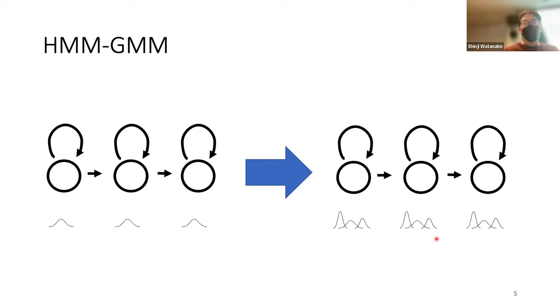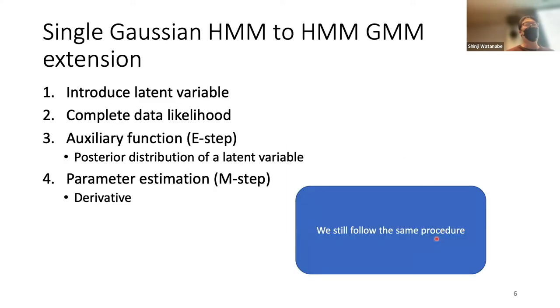Okay, so let's start the formulation of the Gaussian mixture based hidden Markov model. This formulation exactly follows what we have done in the previous single Gaussian based approaches. We have four steps: introducing a latent variable, defining a complete data likelihood, the auxiliary function, parameter estimation, and so on. These four steps are exactly the same. Each realization of the steps is slightly extended depending on the Gaussian mixture model.